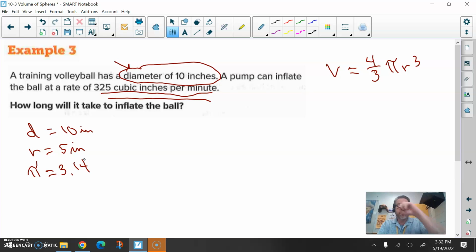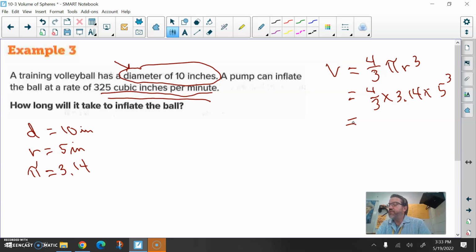All right, so let's plug these values in and solve this. So we have 4/3 times pi, 3.14, times the radius, which is 5 inches, cubed. All right, so go ahead and solve this with your calculators. You can pause the video here for a little bit if you need to and take a little bit of time to solve this.